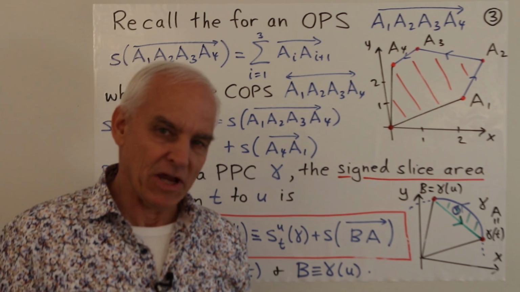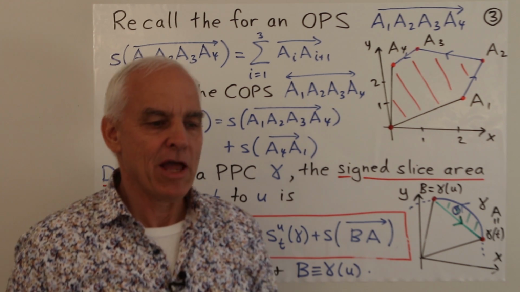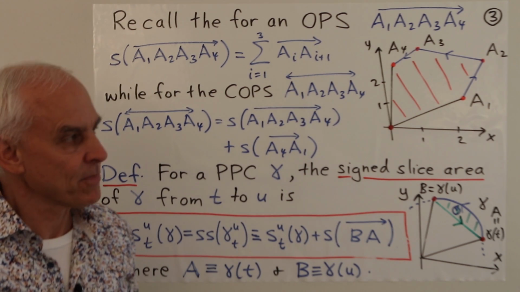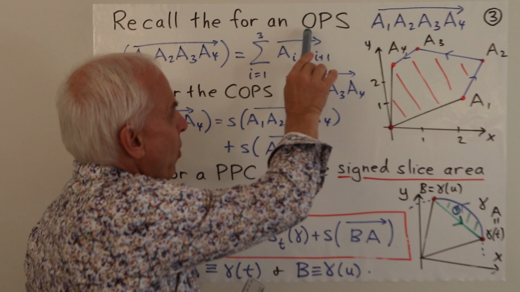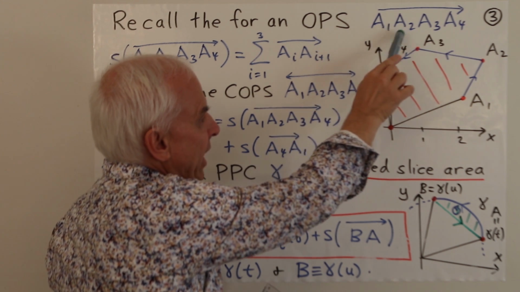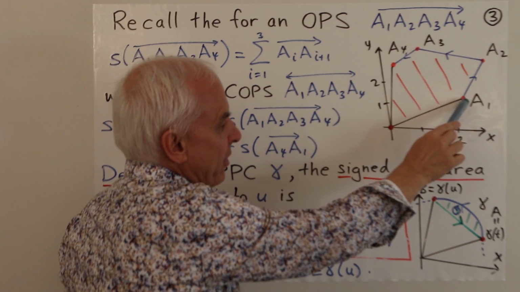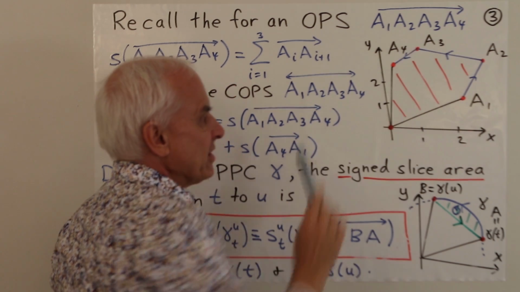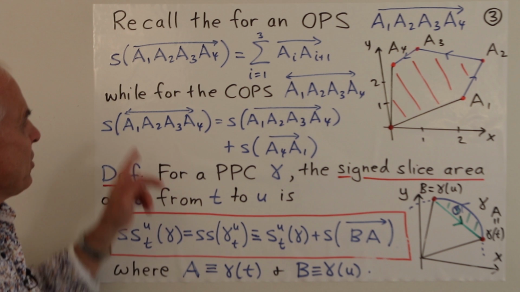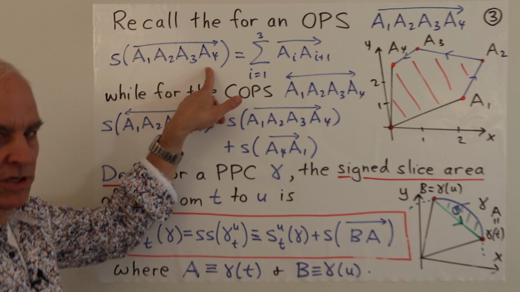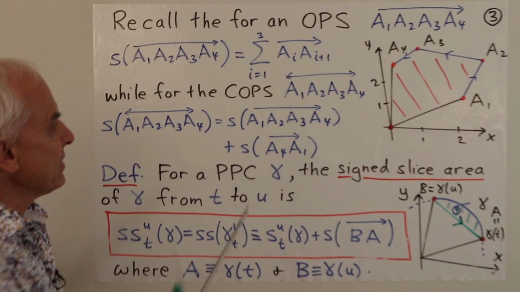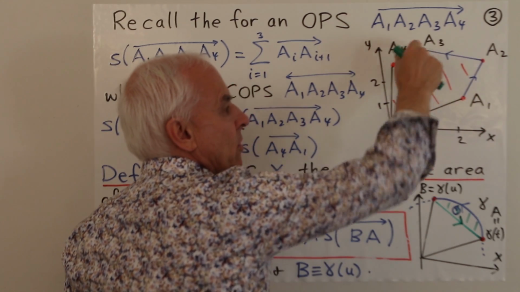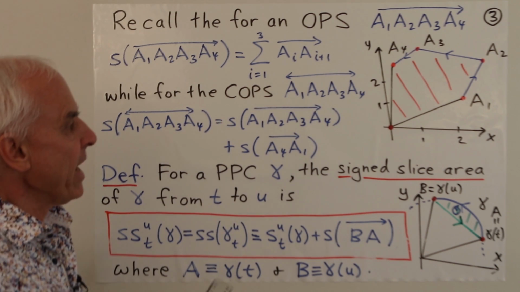Now we can get some motivation for the slicing process by thinking back to our discussion of polygonal splines. So for example, suppose we have an oriented polygonal spline A1, A2, A3, A4, as in this diagram. So we're talking about this little spline there. Then I remind you that the signed area of such an oriented polygonal spline is the sum of the signed areas of its constituent oriented edges.